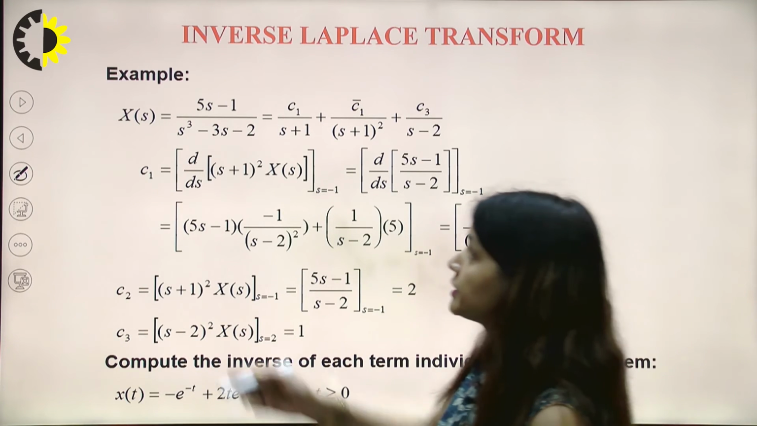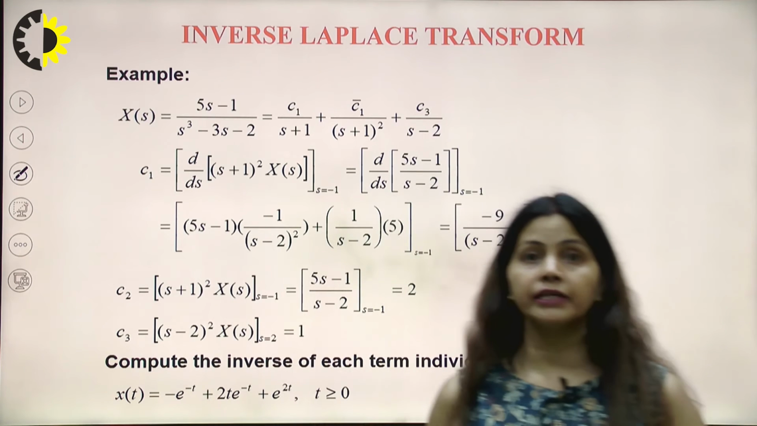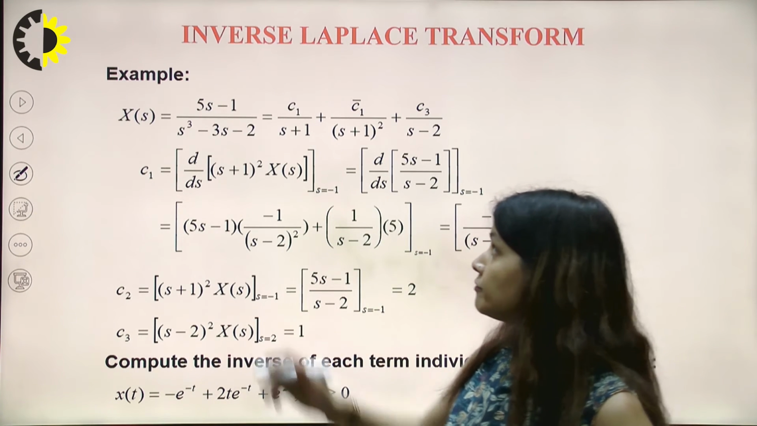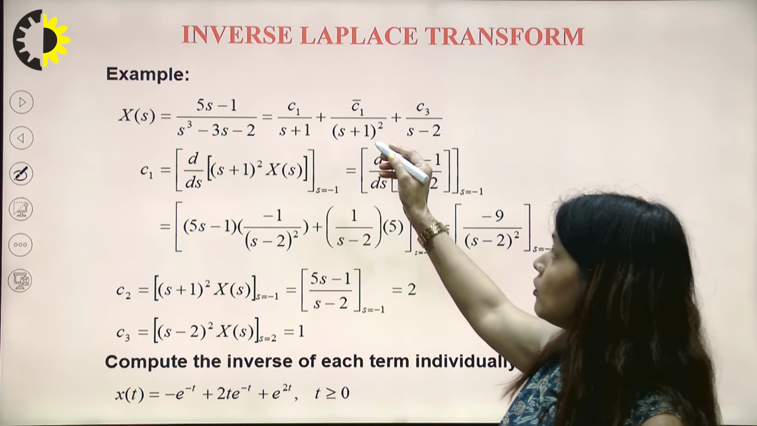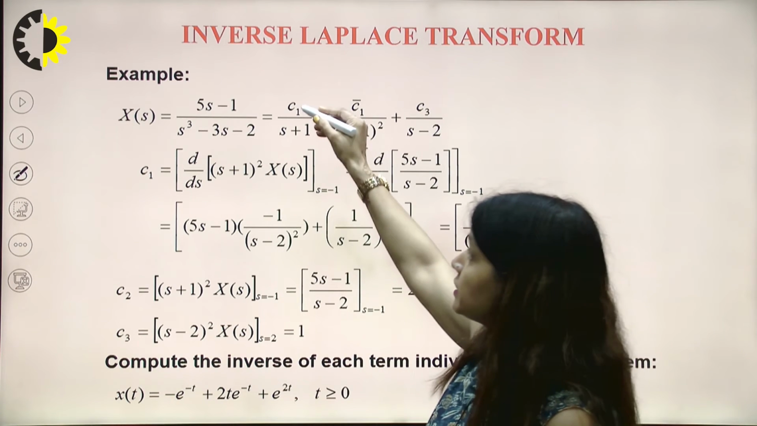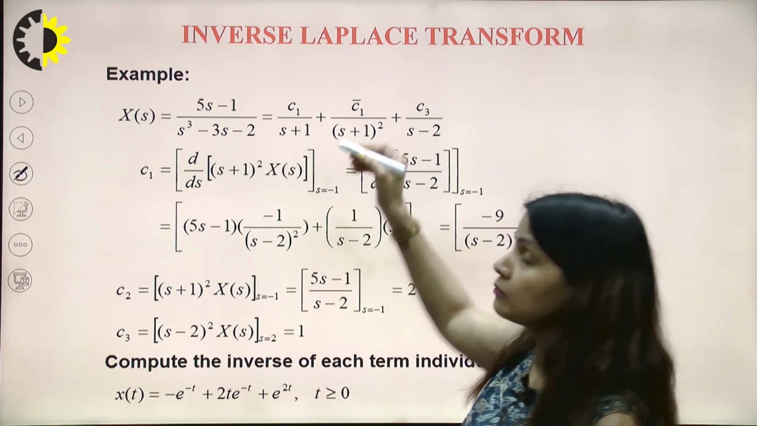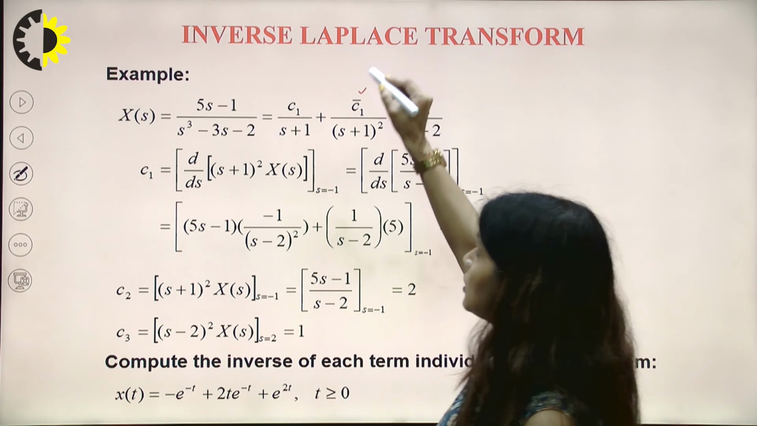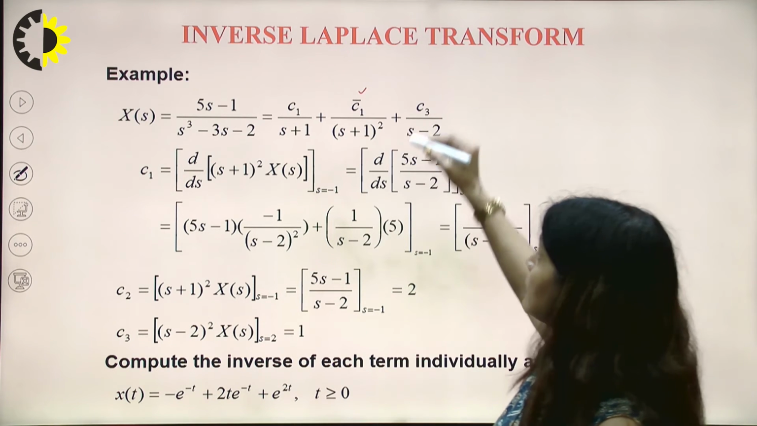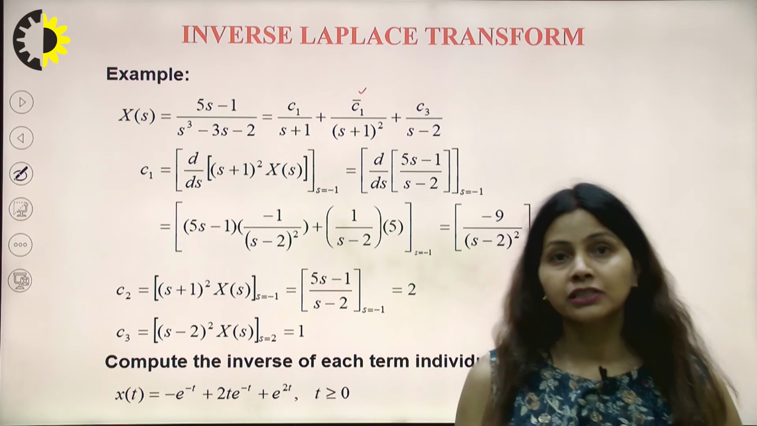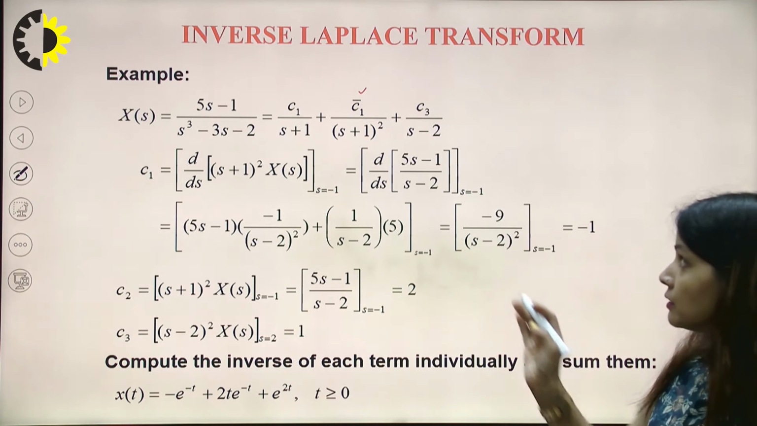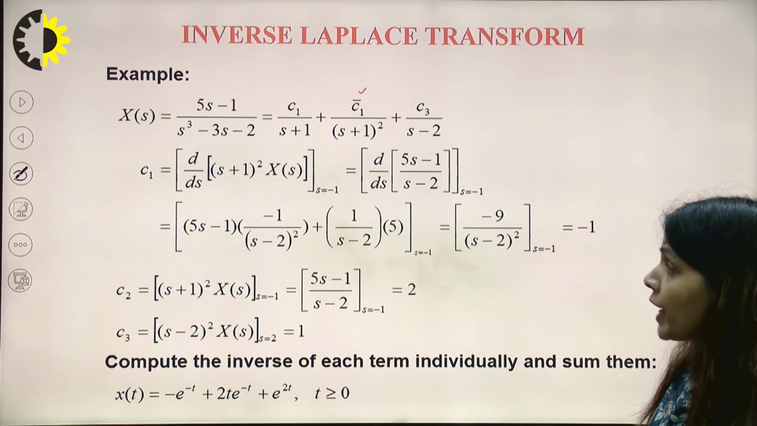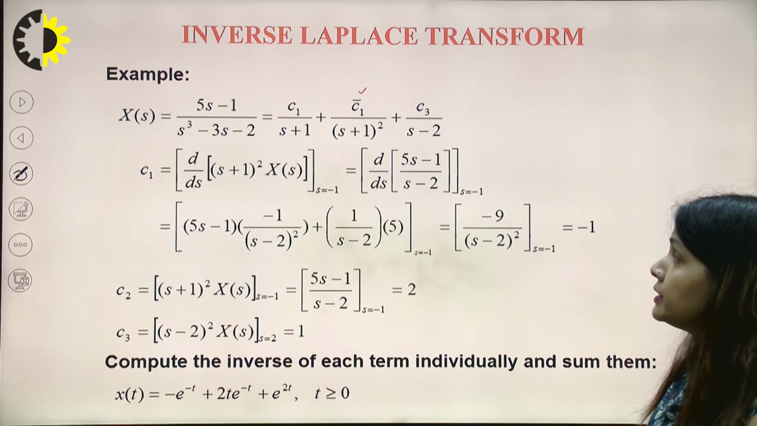Let's say we have X(s) is (5s minus 1) upon (s cube minus 3s minus 2). So we have one pole which is repeating, that is C1 upon s plus 1 by the partial fraction expansion rule, and here this is the repeated term also, and this C3 upon s minus 2 is a normal term. That's a real pole. Okay. Now to calculate C1, C2 and C3.